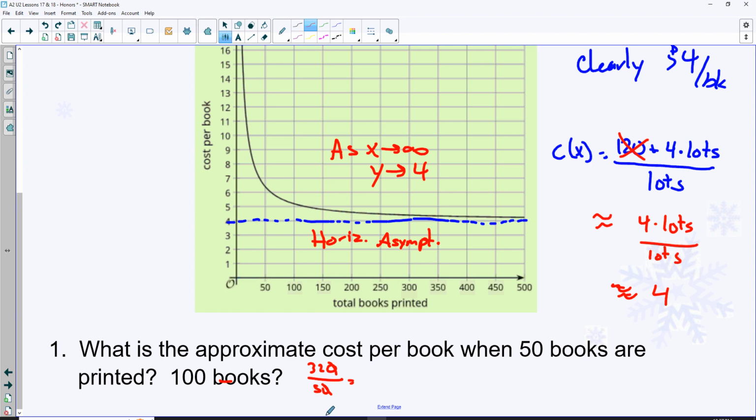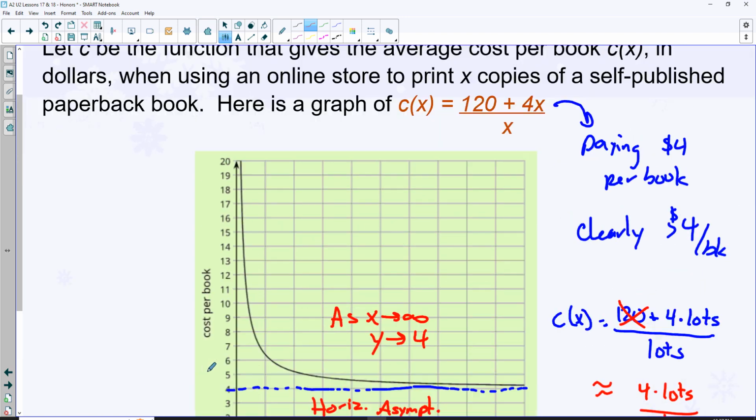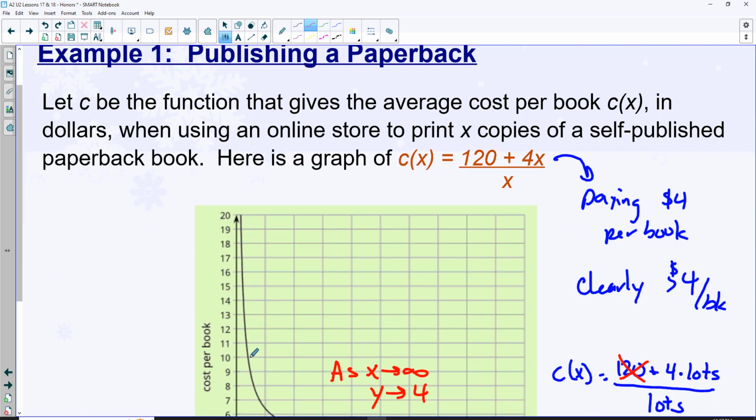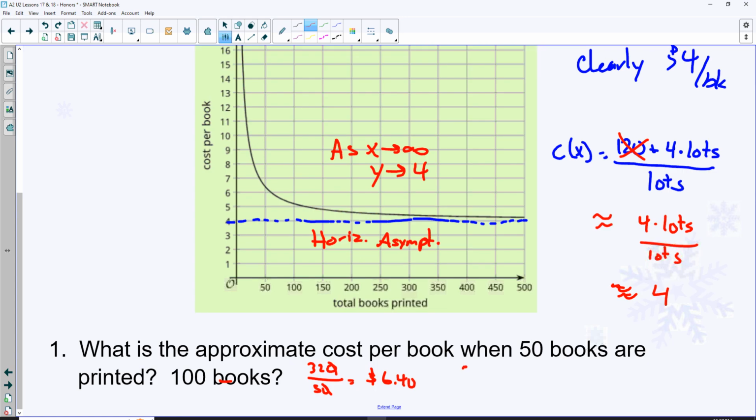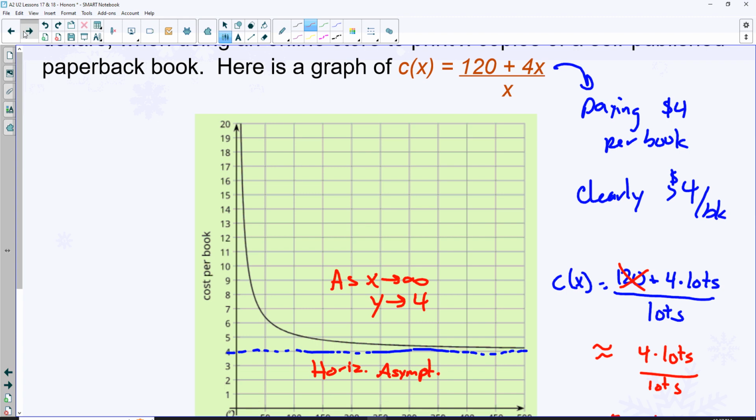It's 6.4. $6.40. And what if we print 100 books? If we print 100 books, it's going to be 520 over 100, which is $5.20. And so eventually, once you start printing 300, 400, 500 books, that number is going to come pretty close to 4. Okay.